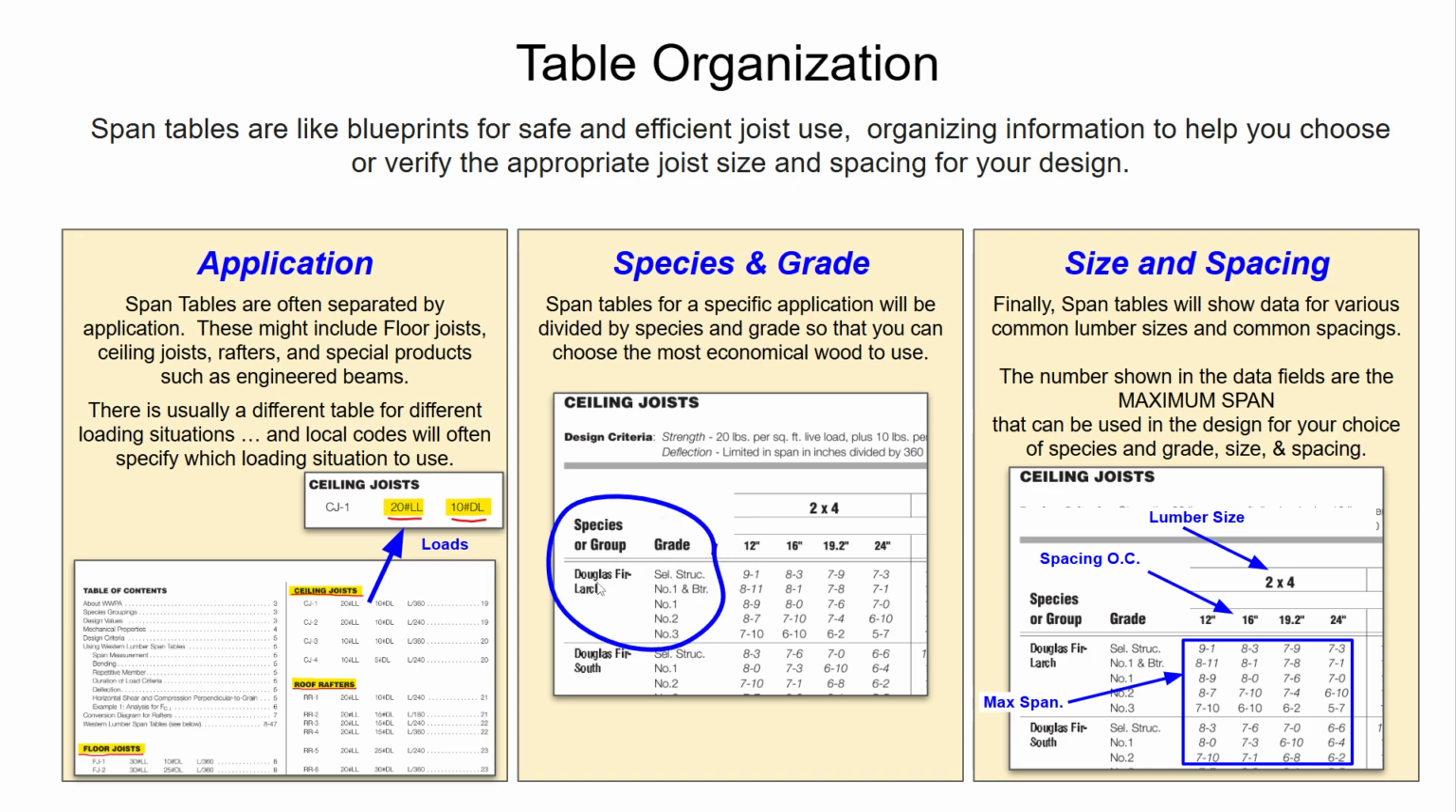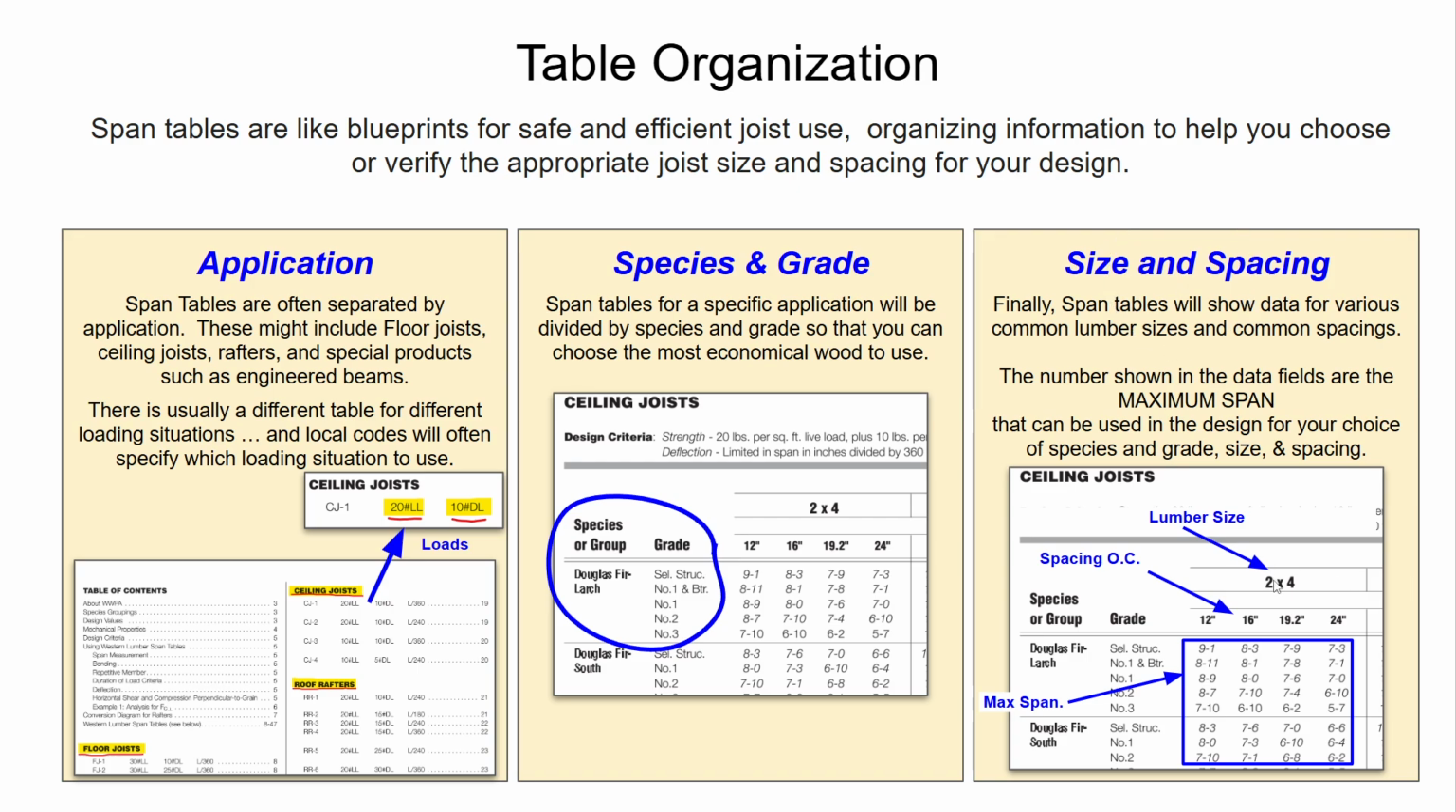Species and grade. And as we said, Doug fir larch is really, really common around here. And, you know, for framing and things like that, often you're going to call select structural for most of this, but you could use number one and better if the numbers work out for you. And once you've found your application, looked at your design criteria, which are your loads and your deflection, and then gone to find your species and grade, then you go to the size and spacing.